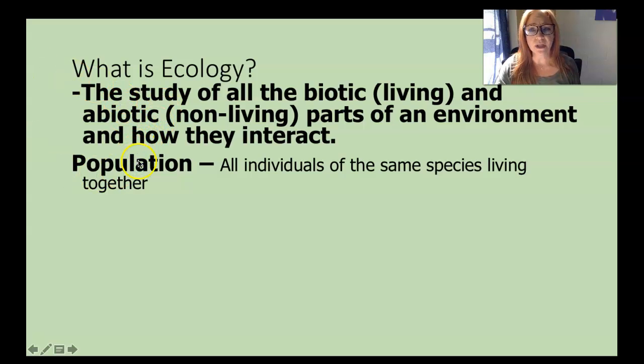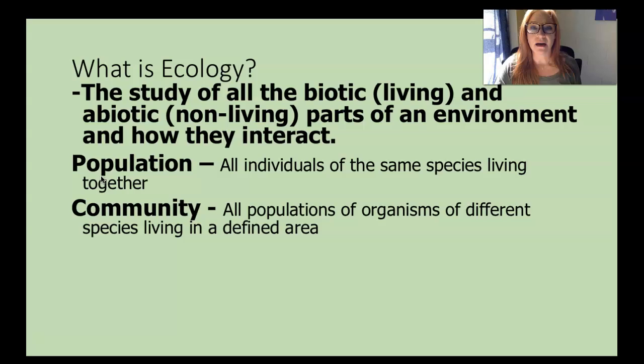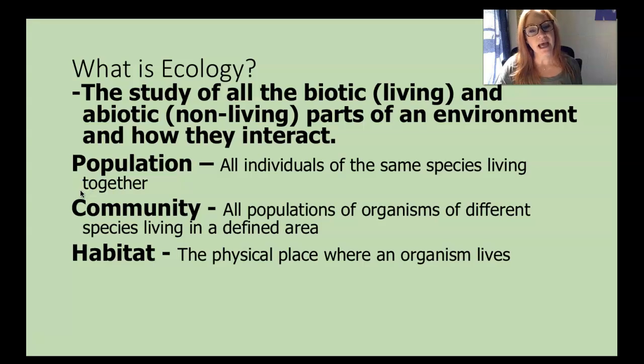Okay. So within an ecosystem, we have populations. We're going to talk about populations today and next week. A population is all of the individuals of a species living together in the same area. Community is all of the populations of organisms that interact in an ecosystem. The habitat is the physical place where an organism lives.